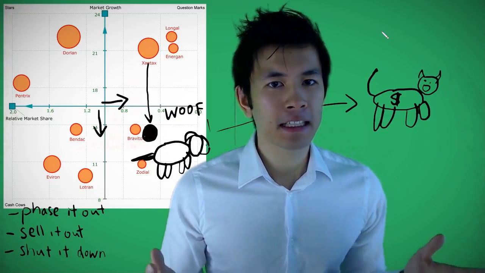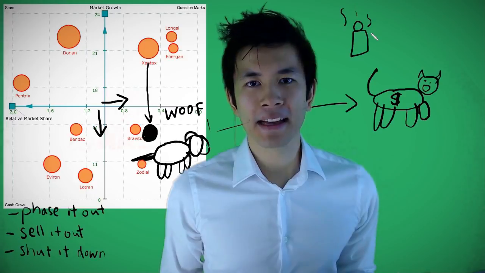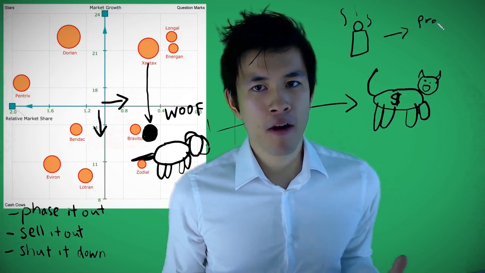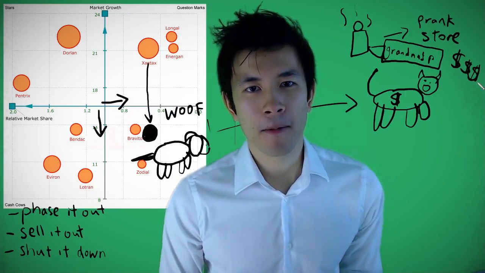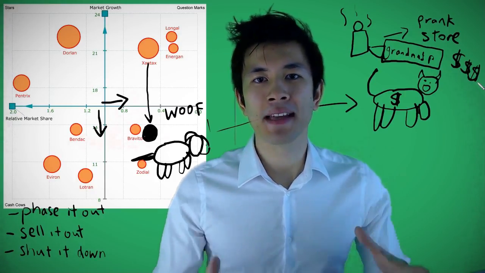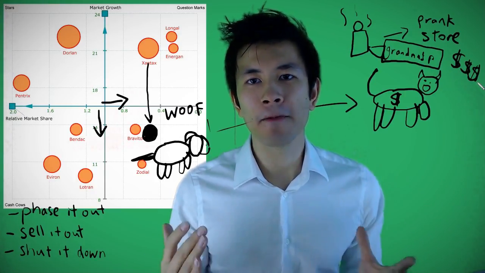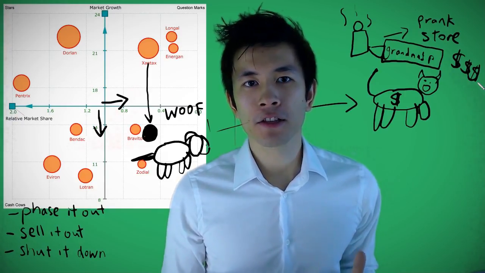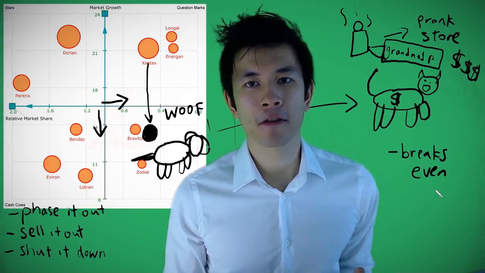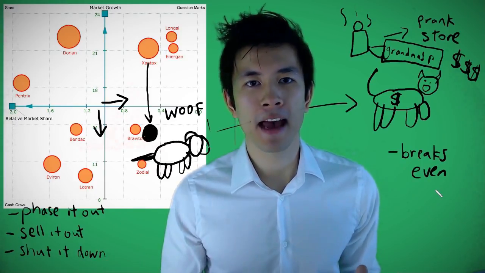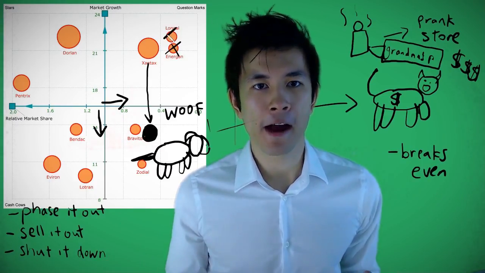For example, a smelly cologne that nobody buys could be rebranded by a prank company as Grandma's Perfume or something and might actually do well. One thing to keep in mind is that dogs aren't completely failed business units. Their revenues usually break even with their costs. That's why they're still around after all the other question marks that couldn't break even end up shutting down.